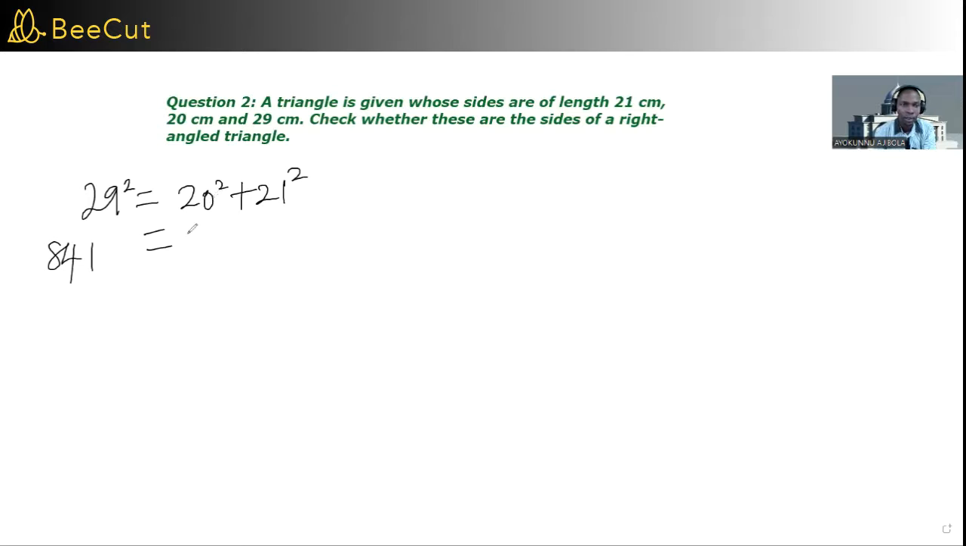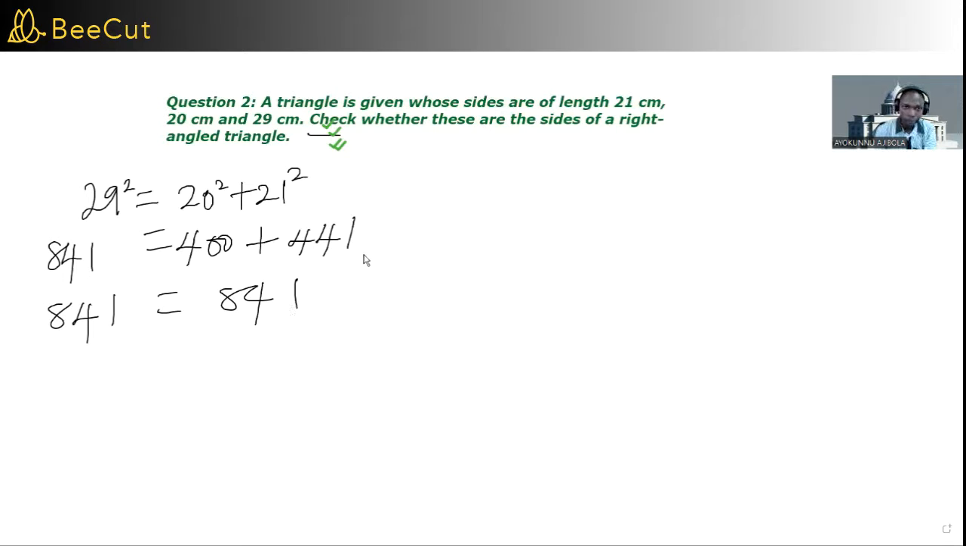Then the other one, that is 400 plus 441. 441 is 21 squared. So you're going to add 400 plus 441. This gives me 841. So since the right hand side equals the left hand side, then we can say the check is valid. This is about the right-angle triangle.